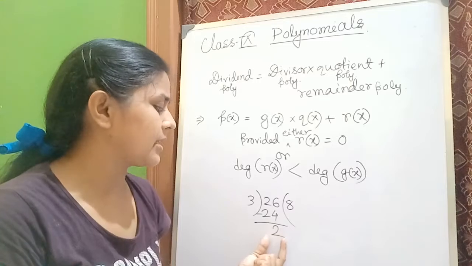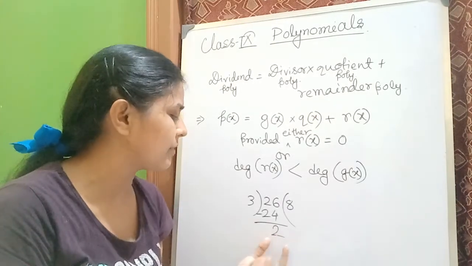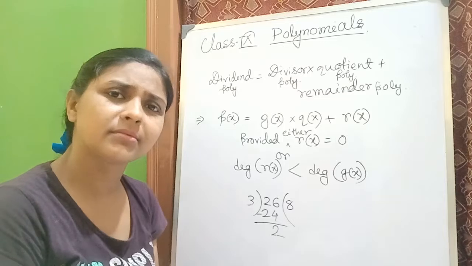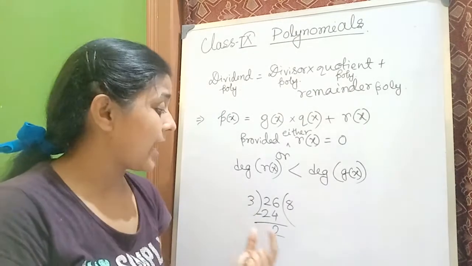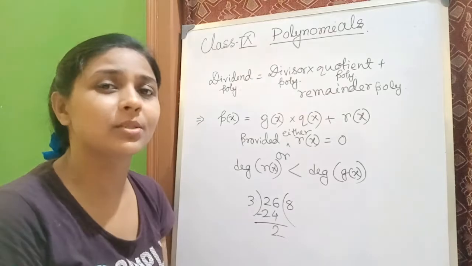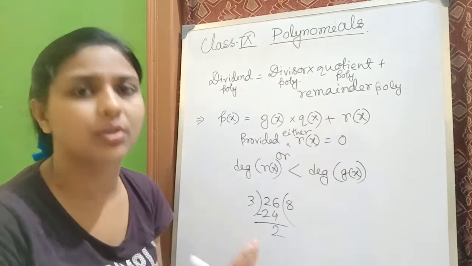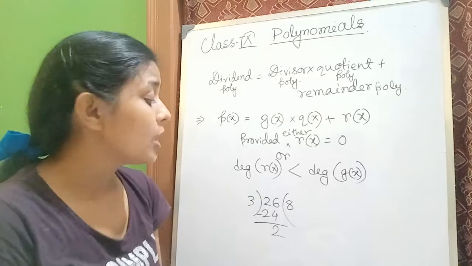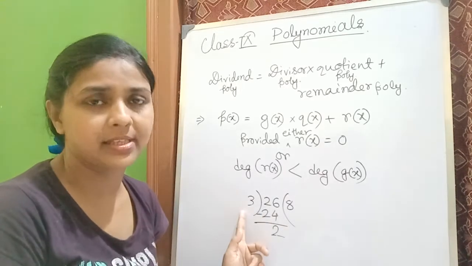Think about that. Can we have anything here as remainder which is more than the divisor? No, we can't have that. And if we have that, it means we need to check our calculations. We have done our calculations wrong. So we can't have a remainder more than the divisor.